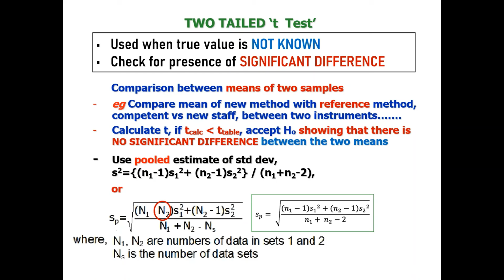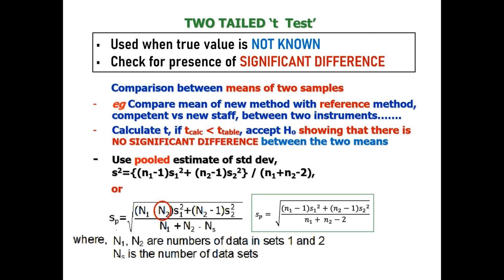Now, when would we use it? If I'm running a sample to check whether my method is good or not, I would compare my data with the data given by a reference laboratory. I would compare this with a very good laboratory. So my means and the means of the laboratory are being compared.